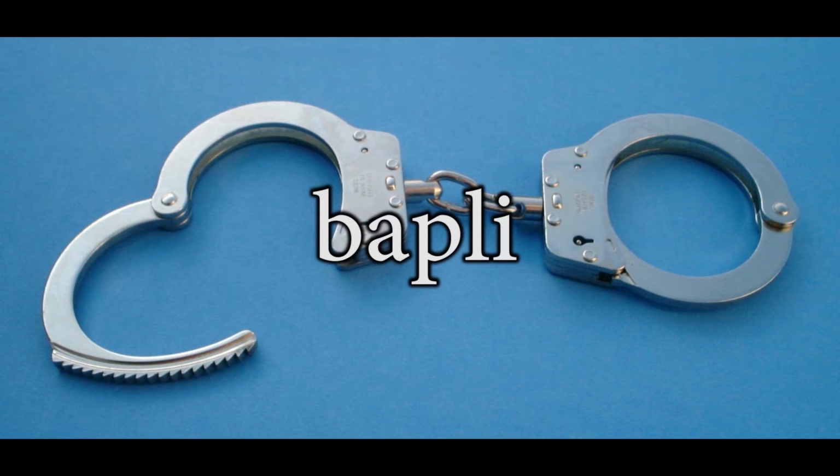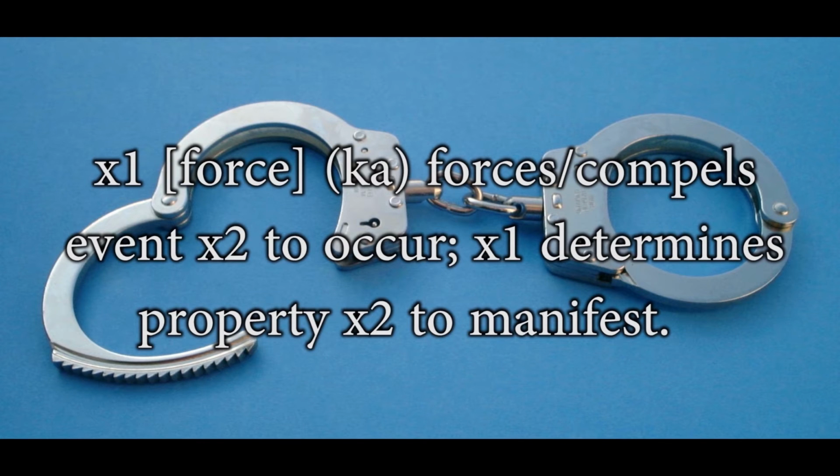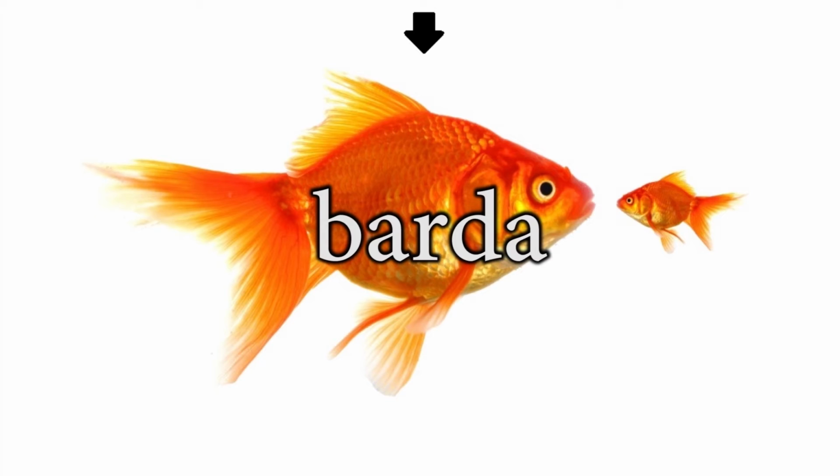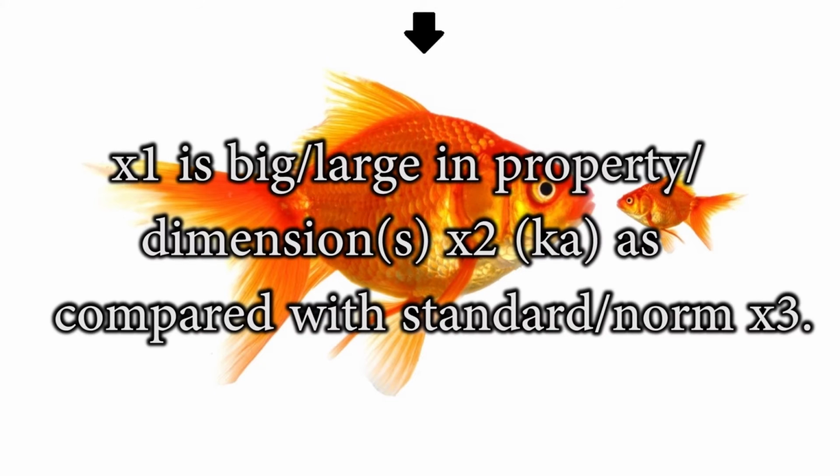Bapli. X1 force ka forces or compels event X2 to occur. X1 determines property X2 to manifest. Barda. X1 is big or large in property or dimensions X2 ka as compared with standard or norm X3.